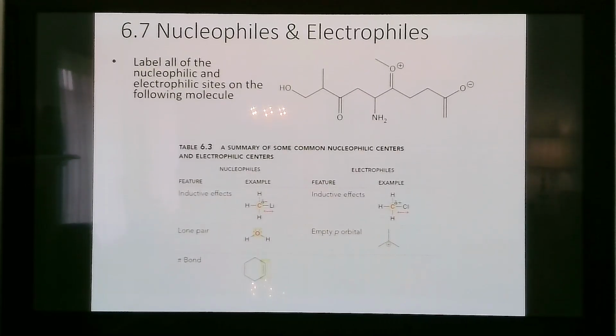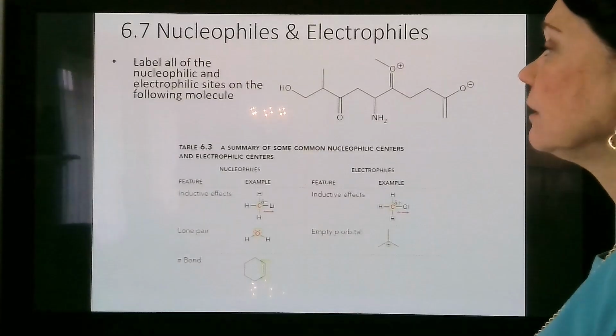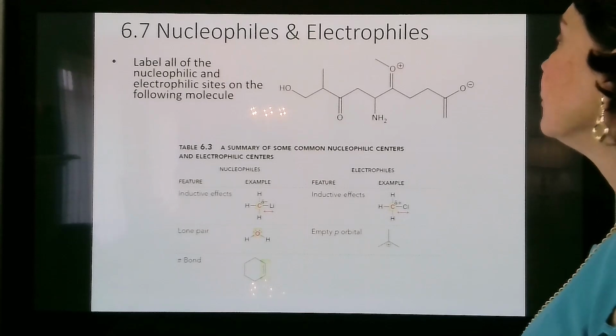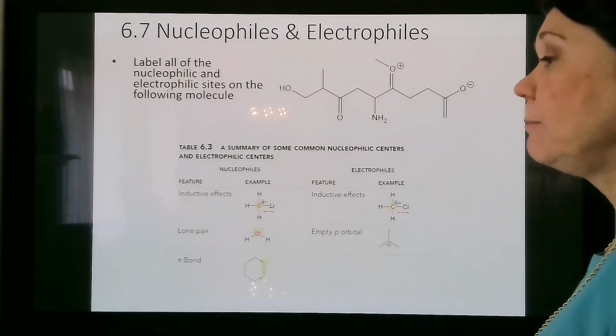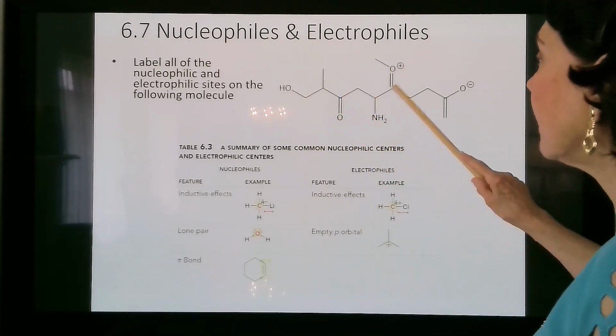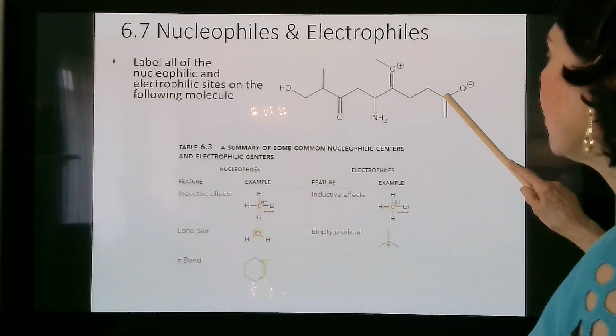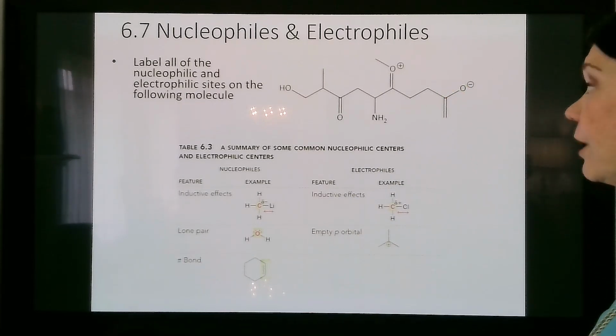Nucleophiles and electrophiles. So here's an example. This is from your textbook. Label all of the nucleophilic and electrophilic sites on the following molecule. So remember, what I just said is that anytime you have a carbon bearing a heteroatom, here's a carbon bearing a heteroatom, you're going to have a reactive site.